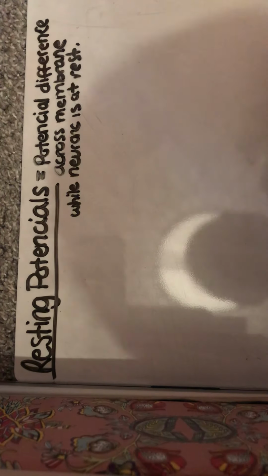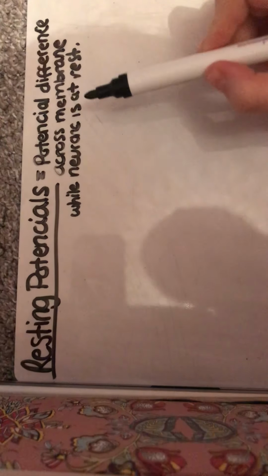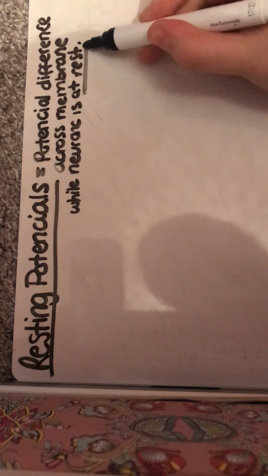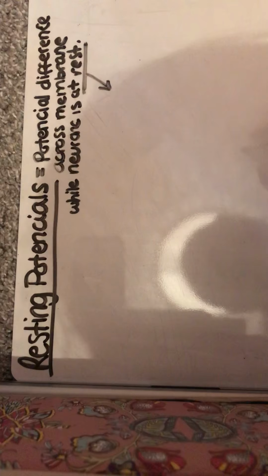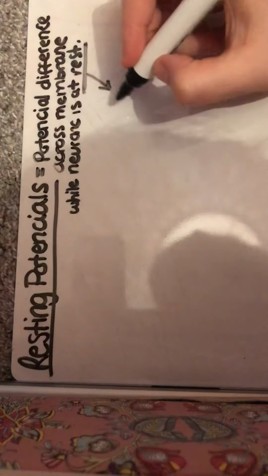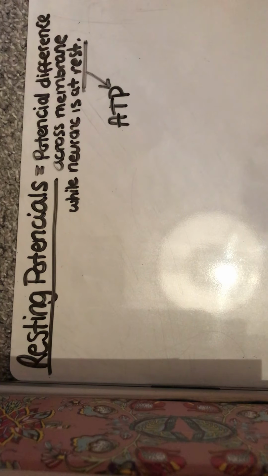So if we're looking at the definition of a resting potential, it is the potential difference across the membrane while a neuron is at rest. And although we say that the neuron's at rest, it's actually involved in a lot of active processes that involve ATP, because it is actively pumping ions across the plasma membrane, although it is not transmitting any action potentials.